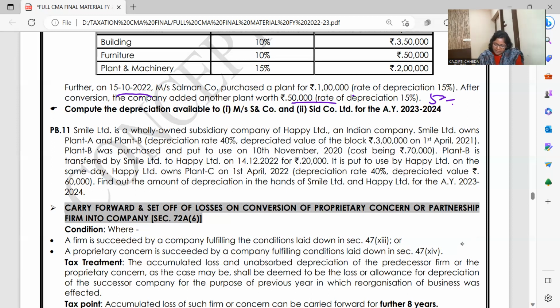Smile Limited owns plant A and B. 40% is the rate. Generally, depreciation of plant and machinery is 15%. But computers, windmills, कुछ ना कुछ asset होते हैं जिसपे 40% है. तो ठीक है, यहाँ 40% है. Plant B was purchased and put to use on 10th November.